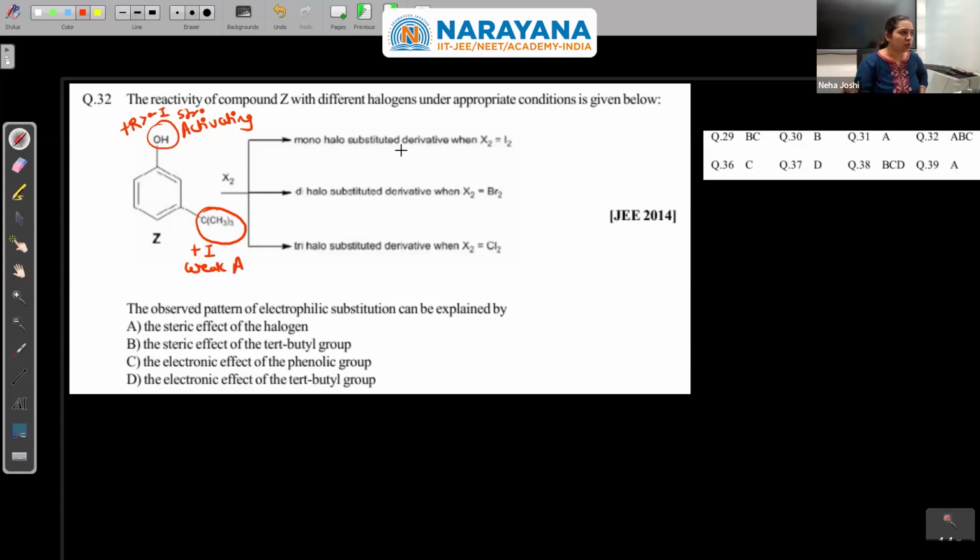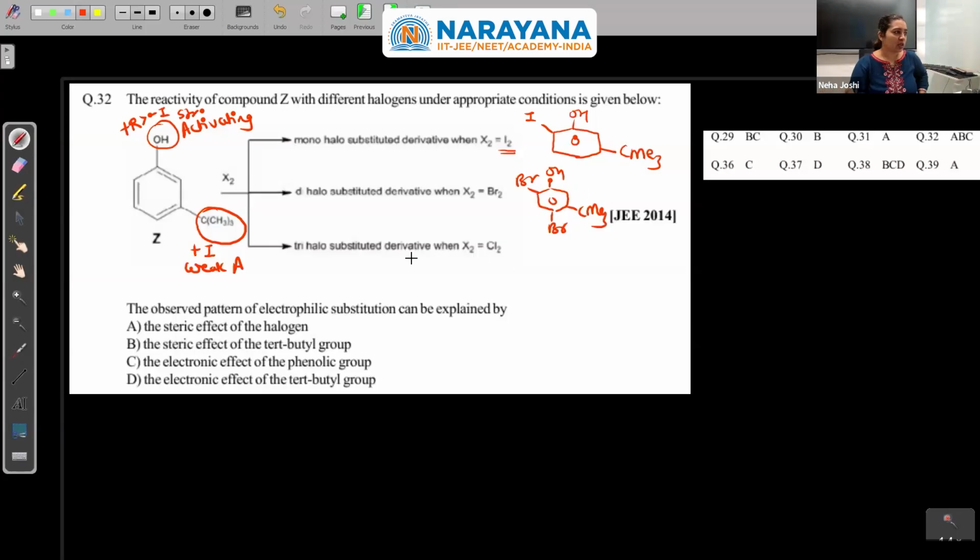Okay, the monohalo substituted derivative when X is I2. So they are getting only monohalo substitution when X is I2. So we predict that monohalo should be somewhere here rather than here or here, because CMe3 is bulky and here three continuous groups is not possible. Dihalo with bromine: the dihalo with bromine will go to this position.